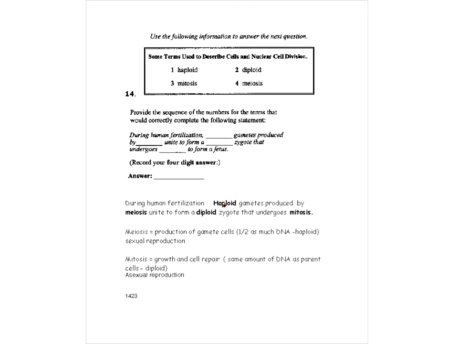Okay, so during fertilization, I'm just filling in the blanks here. Haploid gametes produced by, well, that's going to be meiosis, right? The process of meiosis produces gametes. That's the purpose of meiosis. Meiosis is a type of sexual reproduction. So haploid gametes produced by meiosis unite to form a diploid zygote.